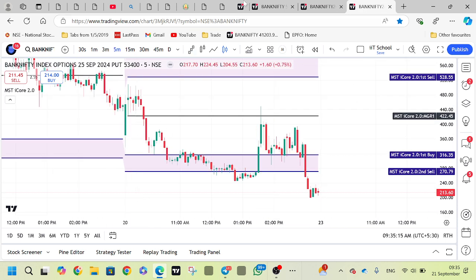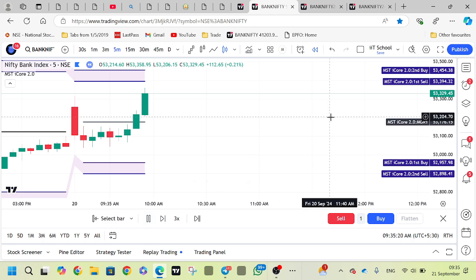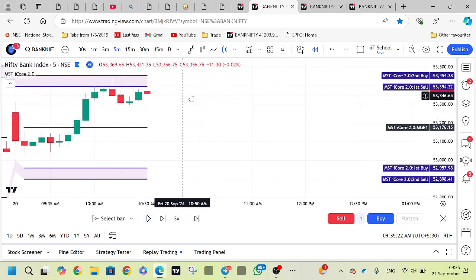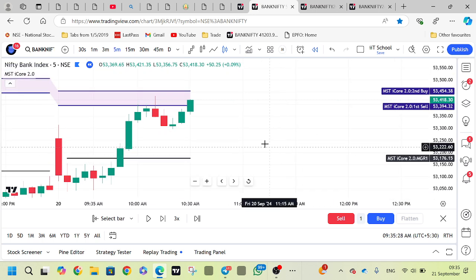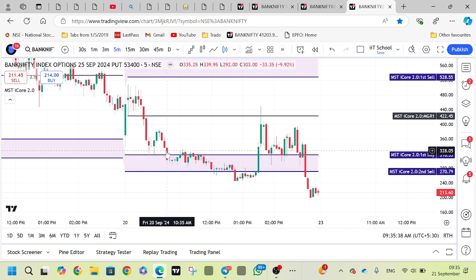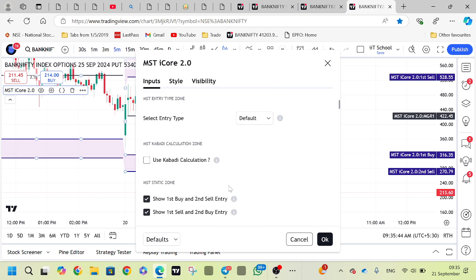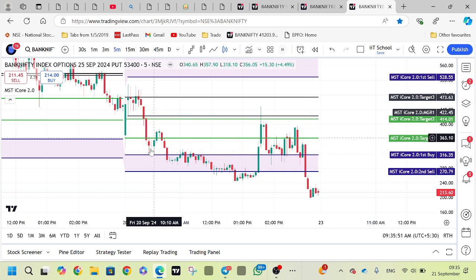Now if you notice, come back to the indicator settings. Here, exactly our sell entry got activated. Our sell entry got activated, right? Now we have to go to the put option, the 53,400 put option, and the buy entry is 316. The exact low has been touched here, and here we have the buy entry. Go to the settings, enable the first buy targets, and you can see whether the target has been hit or not. See here, target perfectly met.